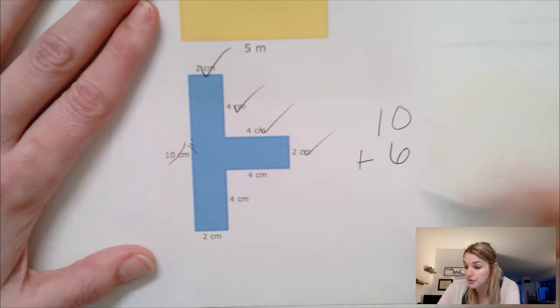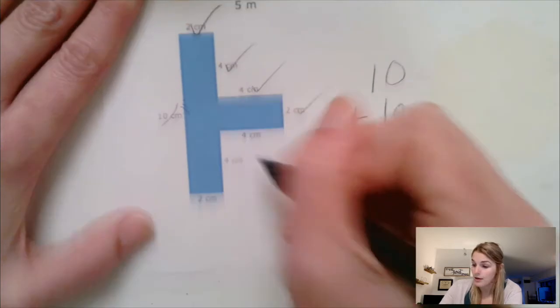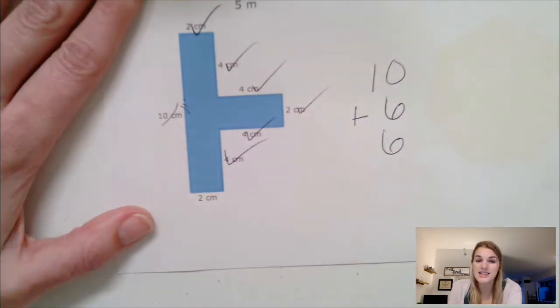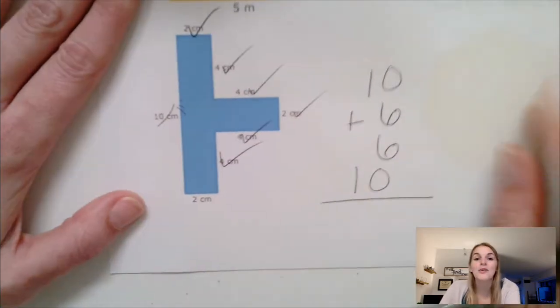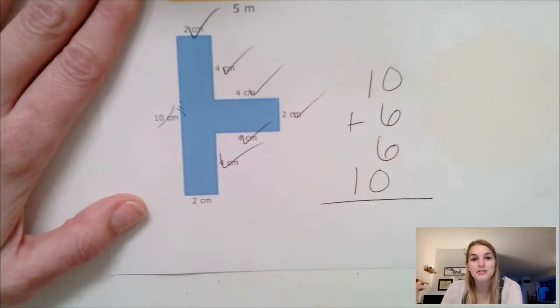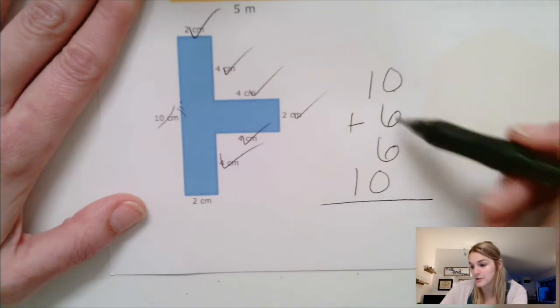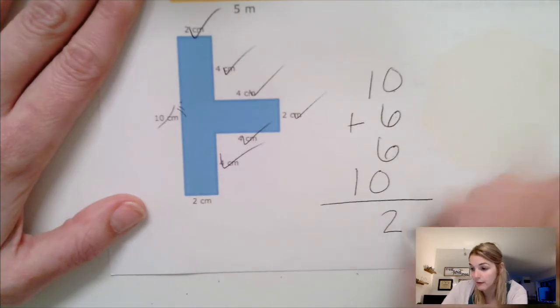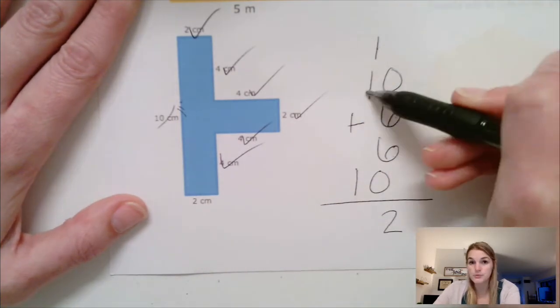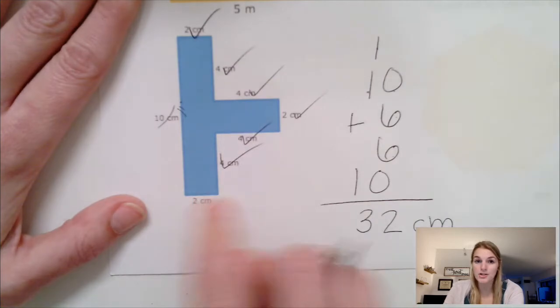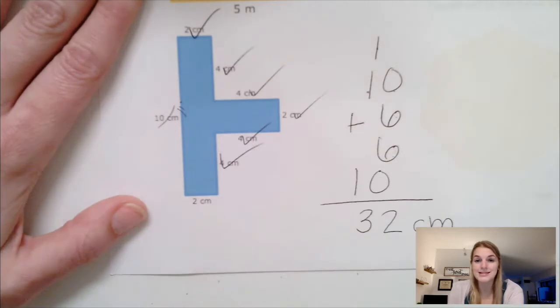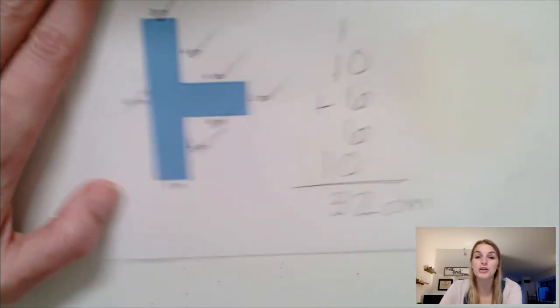4 plus 2 is 6. 4 plus 4 is 8. And 2 more would be 10. So now I can add all these numbers up to find my perimeter. 0 plus 6 plus 6 plus 0 is 12. 1 plus 1 plus 1 is 3. So the perimeter of my shape, all the sides added up together, would be 32 centimeters.